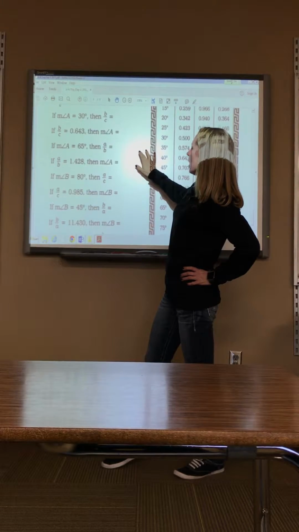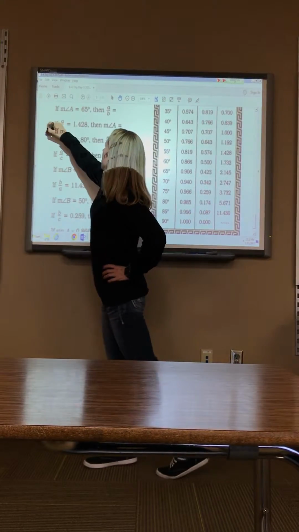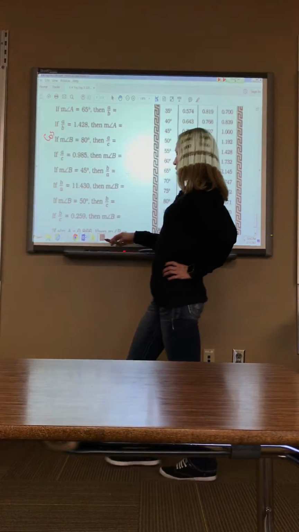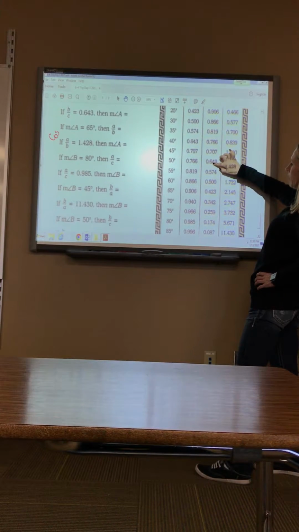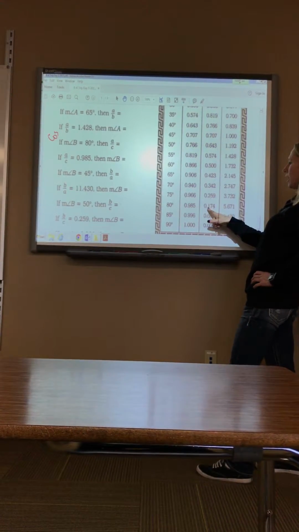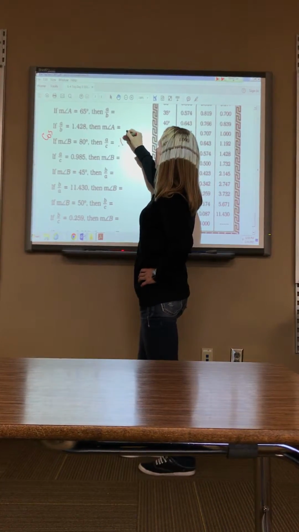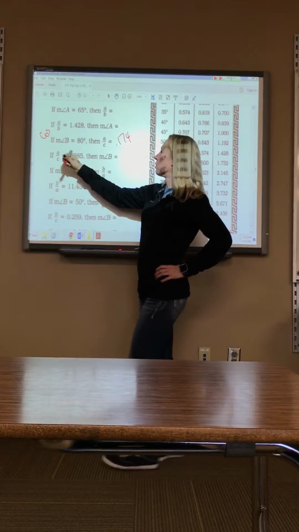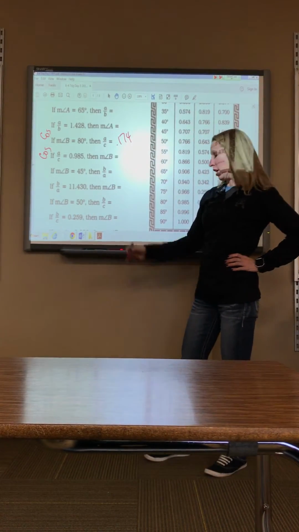So hopefully, so this one, A over C, this would be cosine, so I'd look for cosine 80 degrees. So cosine, go all the way down to 80 degrees, and I get 0.174. So 0.174. This one's going to be another cosine. Anyway, hopefully you guys can figure it out from there.